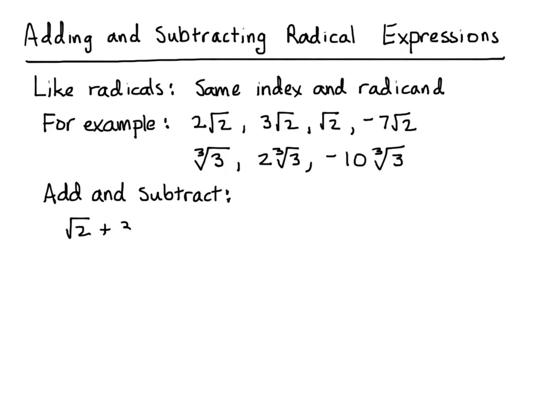So for adding and subtracting, it works a lot like polynomials in the sense that we keep the radical the same, and then we add the coefficients of the radical. And so square root of 2 plus 3 times the square root of 2 is 4 times the square root of 2.